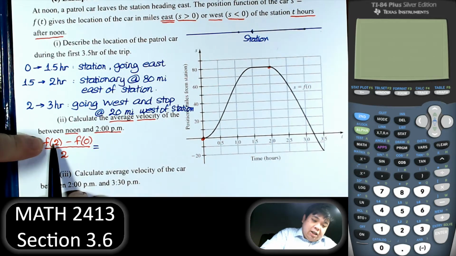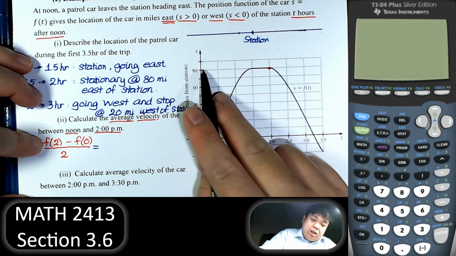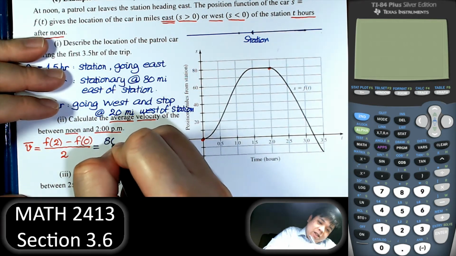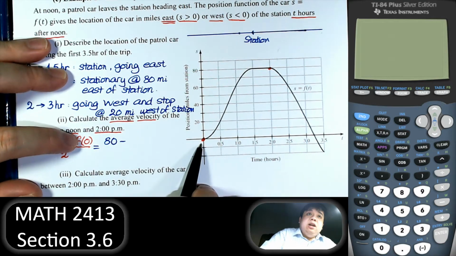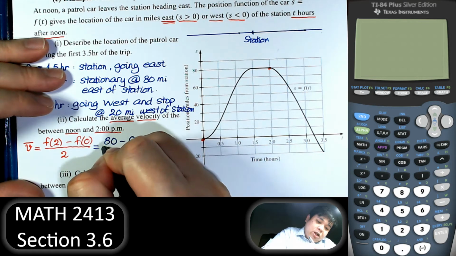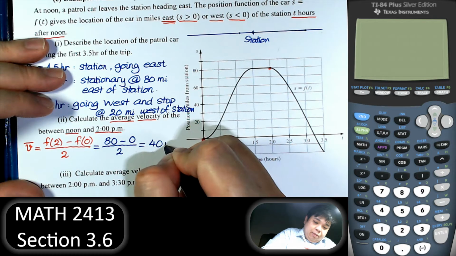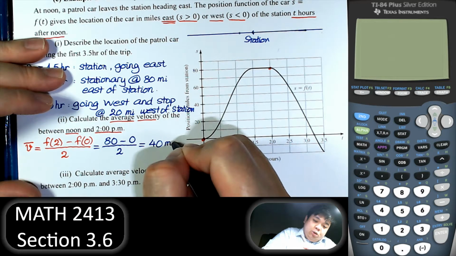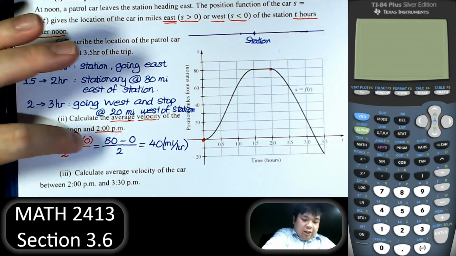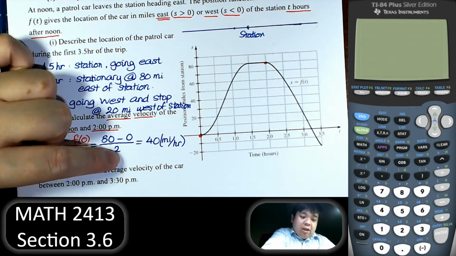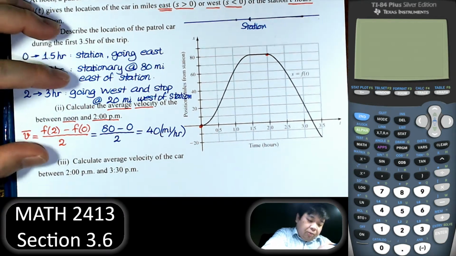Right, at 2 p.m., or 2 hours later, the position is 80 miles east of the station, and at noon, the position is 0 at the police station, divided by 2. So that gives us 40, and of course the unit will be miles per hour. So 80 miles minus 0 miles over 2 hours, so miles over hour, miles per hour.